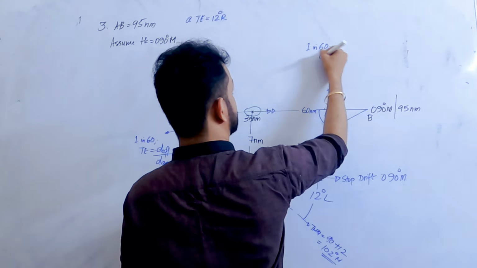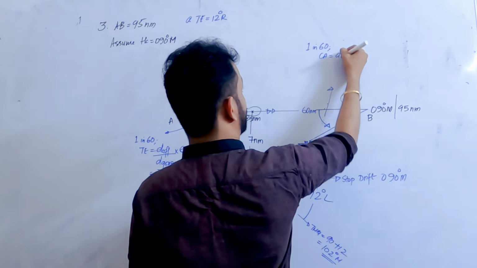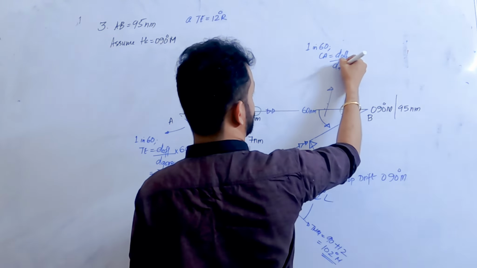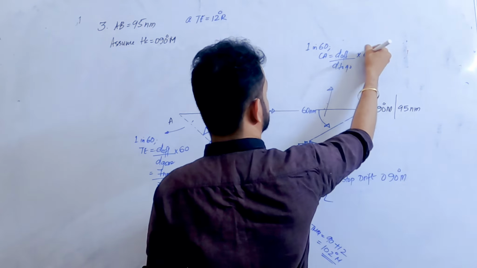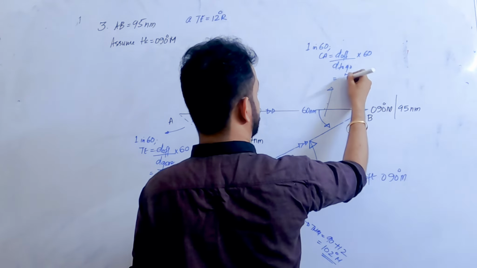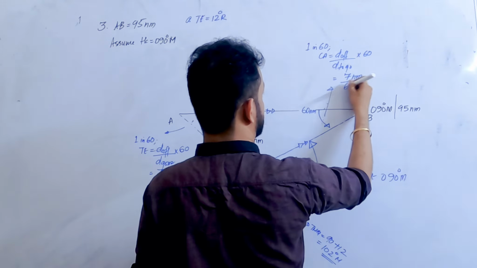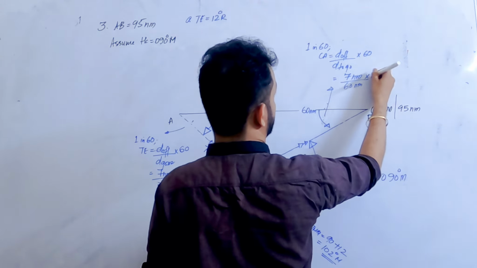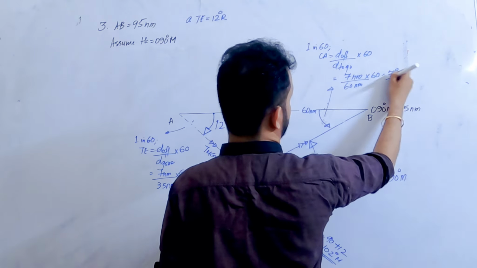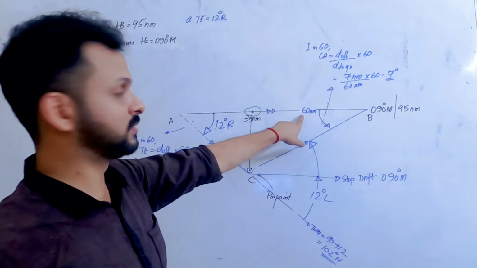We know that closing angle is equal to distance off by distance to go. So distance off is 7 by 60 into 60. That is equal to 7 degrees. Right, very good. So it's equal to 7 degrees.